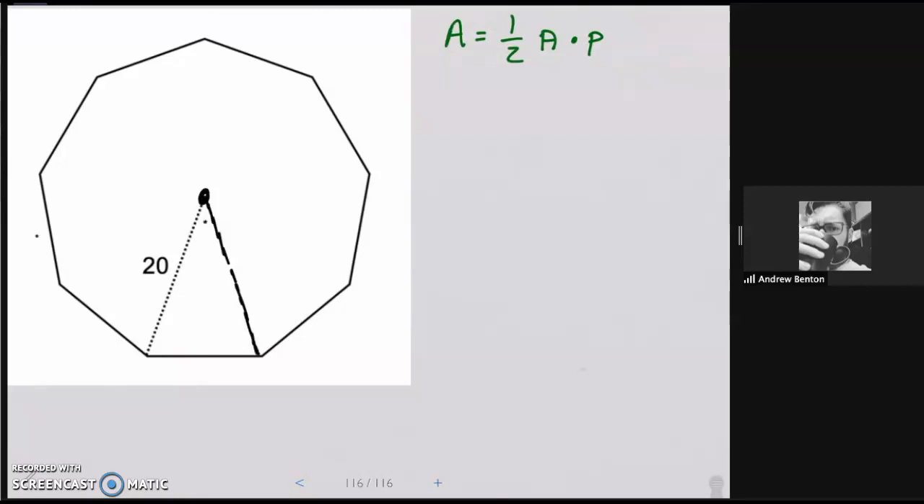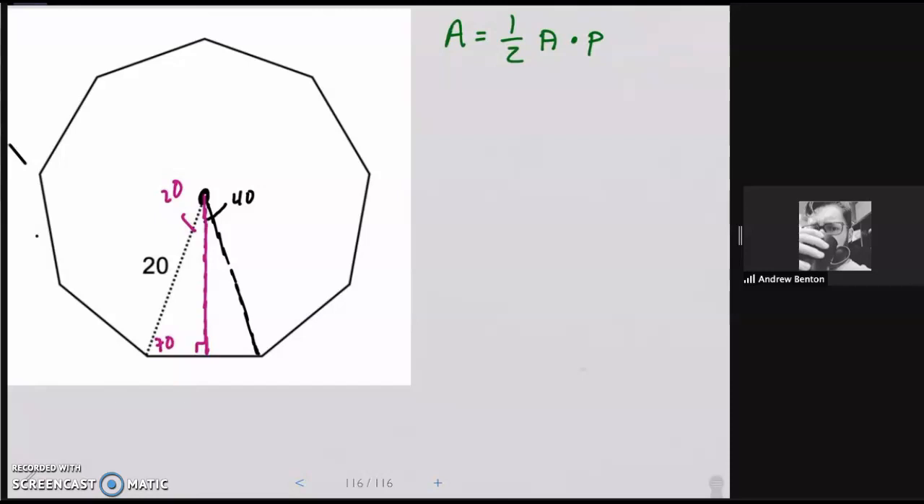So if I do 360 degrees divided by the 9 different triangles I can make, I get an angle of 40. So I know this angle here is 40. And then when I drop down the apothem, or the altitude if you want to call it that, that will bisect the vertex angle, and that will give me 20. So the top angle is 20, the apothem makes a 90-degree angle on the bottom, that means that this angle has to be 70 degrees.